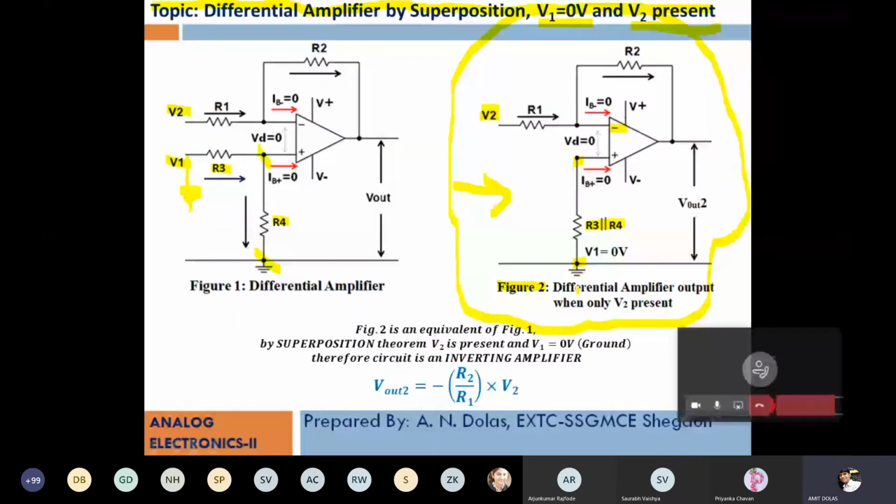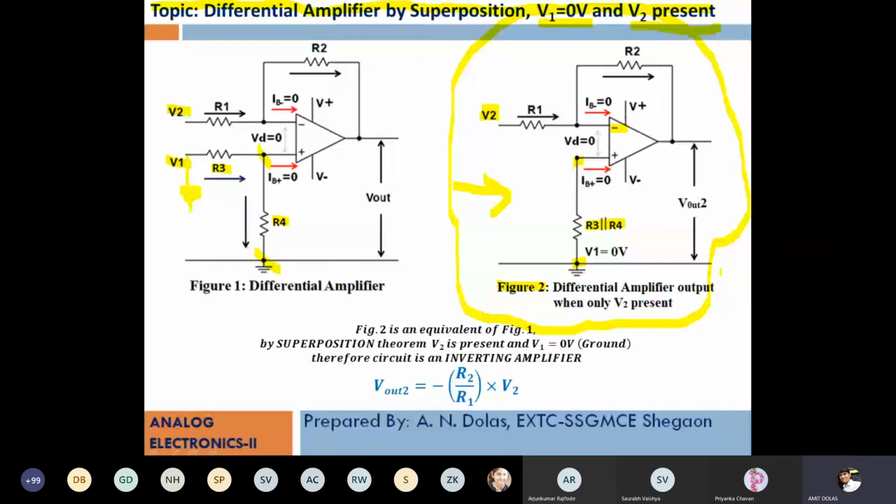Okay. Now here, this equivalent circuit is simply an inverting amplifier. That's why the output voltage Vout, with the effect of source V2, I mention here as Vout2. So Vout2 will be what? It will be just the inverting operation of V2. So figure 2 is an equivalent of figure 1.